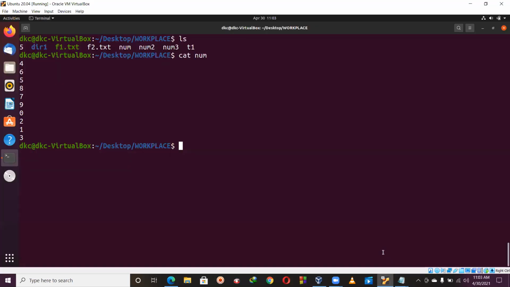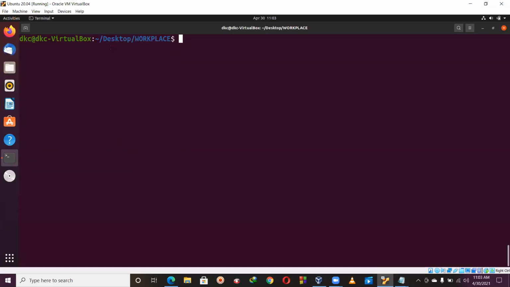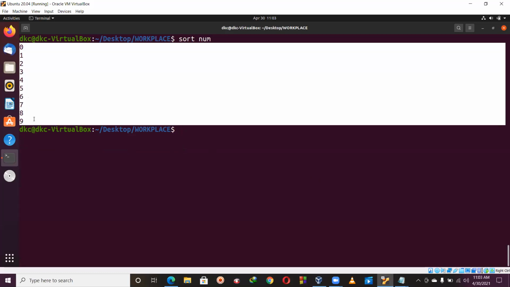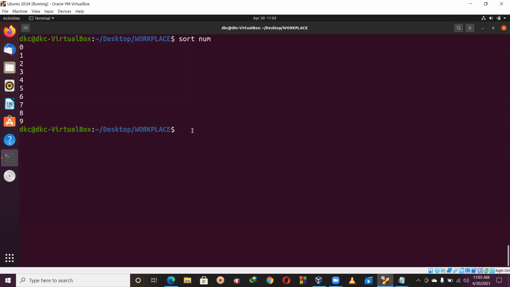Okay. So here, what I'm typing is sort, and the file name. Now, cat. What do you observe? This information is in the sorted order. Yes or no? Okay. But what happens if I want to get the information about that file?